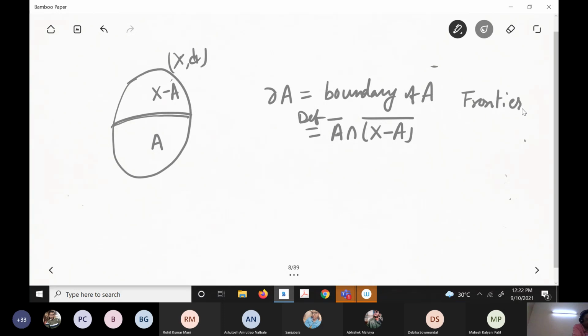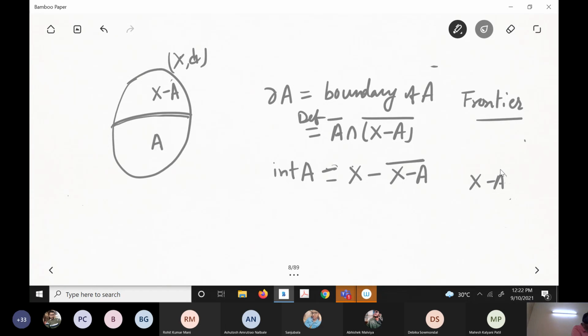Now, with this definition, you can prove that the interior of A, which I told you has to be really inside A, should not have any link with X minus A. So it should be X minus the closure of X minus A. You are omitting not only X minus A but also its closure. I have given this as an exercise, I think, or I proved it.